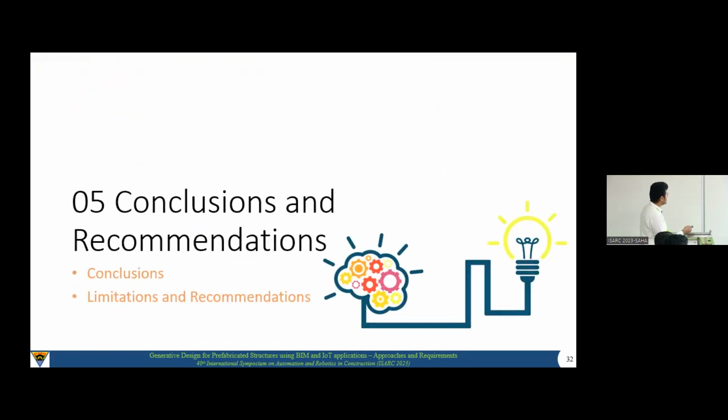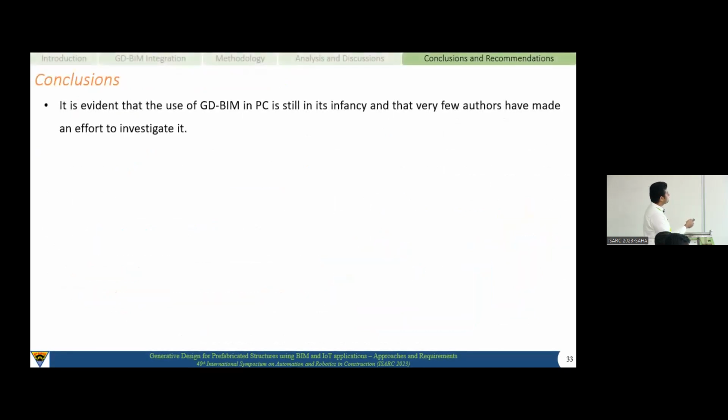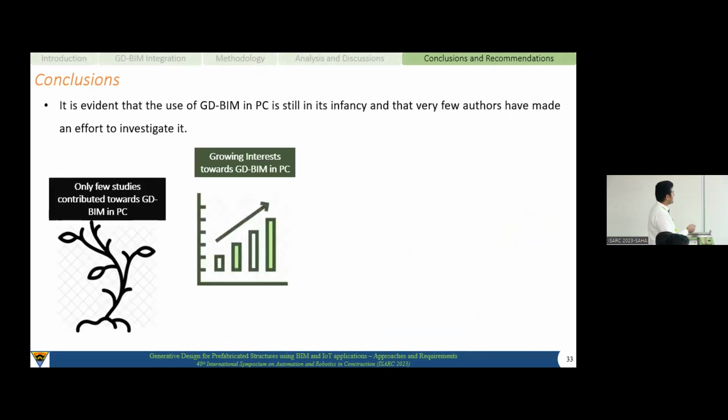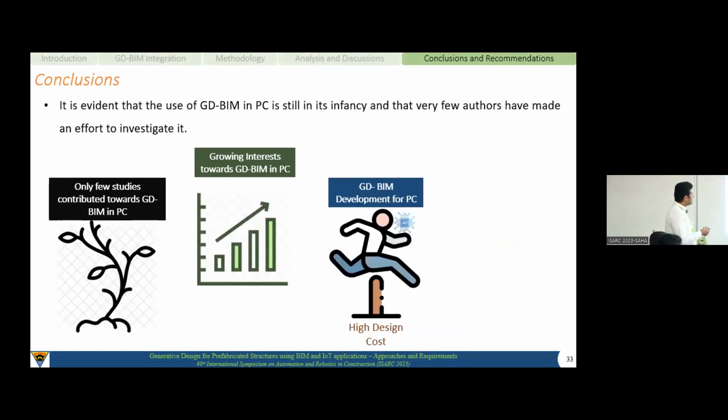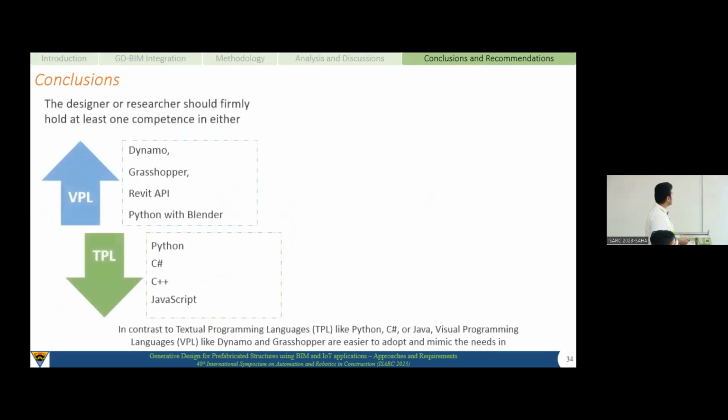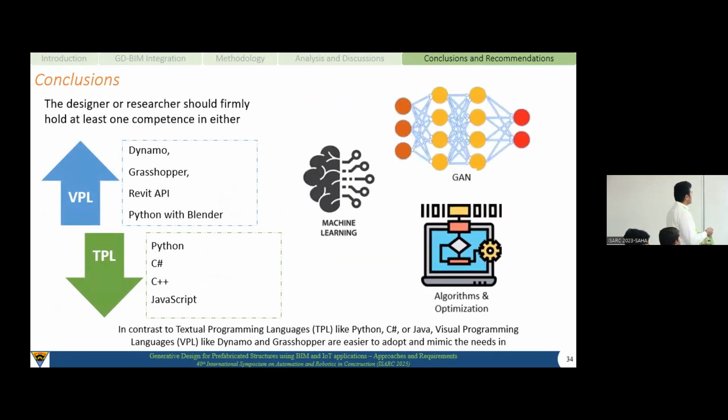So coming to the conclusion. It is evident that the use of GD-BIM in PC is still in its infancy, and only a few studies have contributed towards GD-BIM in PC, and there is a growing interest in GD-BIM in prefabricated construction. With the help of AI, we could minimize design costs, which could enhance the implementation of PC, and we can integrate the early stages of MEP, lighting, and ventilation, etc. using GD-BIM integration. And the designer can have an idea about VPL and TPL here, which one is preferable, and can use or adapt it to benefit the GD-BIM integration.